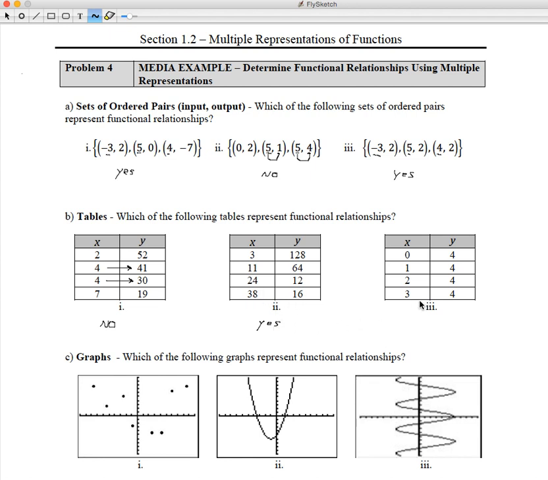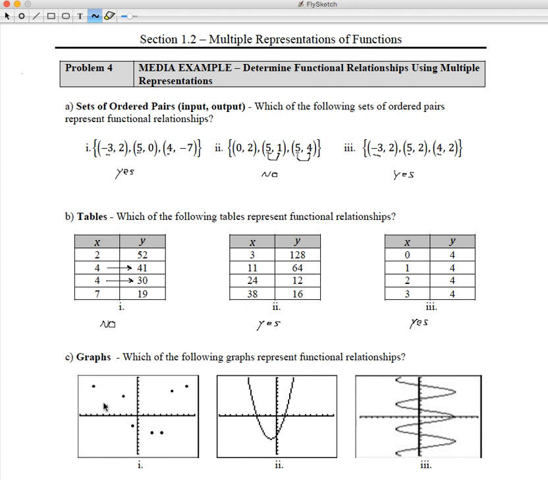Same thing then on part 3, 0, 1, 2, 3 are my inputs. Does not matter that all of my outputs are the same. What matters is that each input is different and is associated with only a single output. So that is also a function.